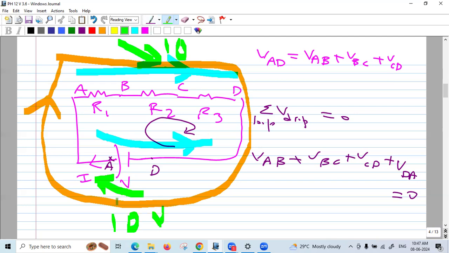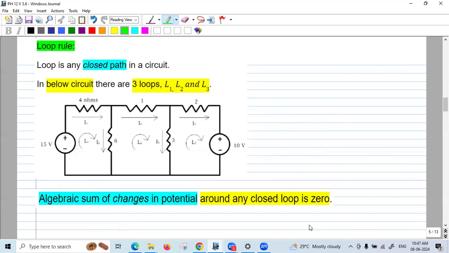Okay. So if I take the total drop in this closed circuit, this thing is a rise, right? So this will be a negative sign. The drop from D to E is minus 10, and the drop from A to B is plus 10. So if I add minus 10 and plus 10, I'll get a total drop of zero. So this is Kirchhoff's loop rule. Loop is any closed path in the circuit, okay?